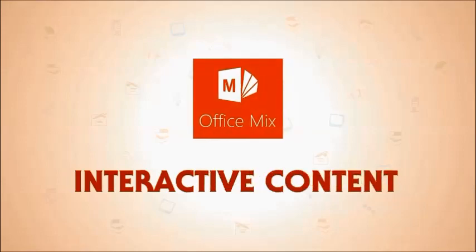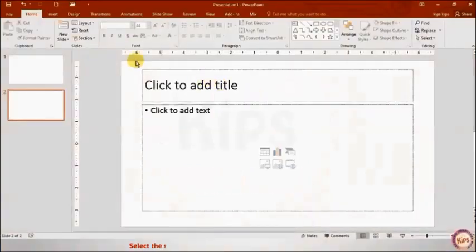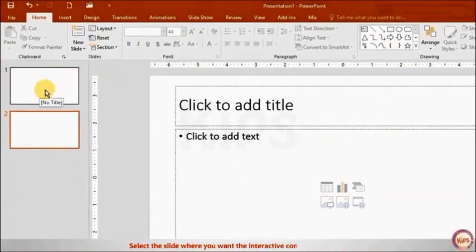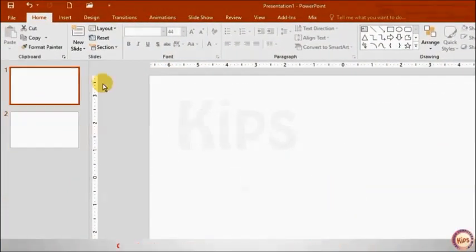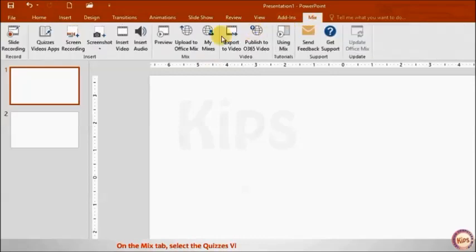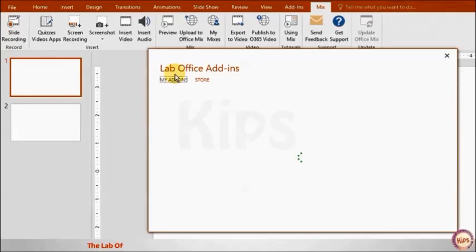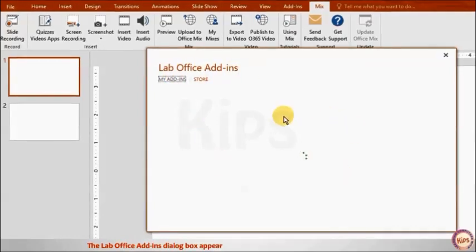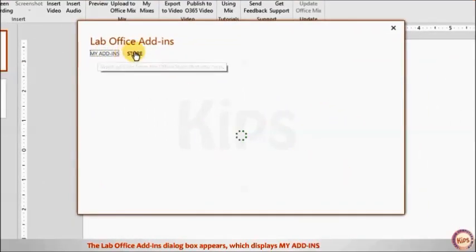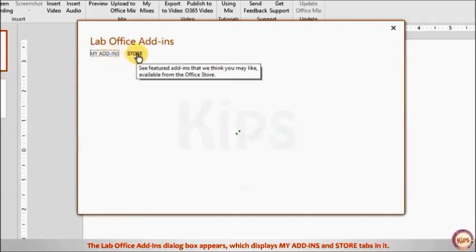Let's discuss interactive content in Office Mix. Select the slide where you want the interactive content to appear. On the Mix tab, select the Quizzes Videos Apps option in the Insert group. The Office Add-ins dialog box appears, which displays My Add-ins and Store tabs in it.